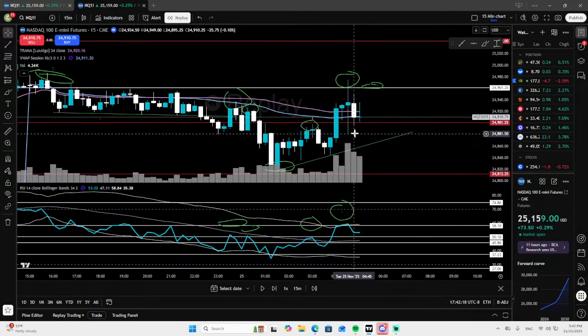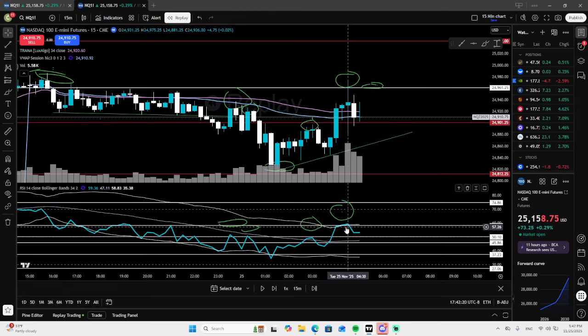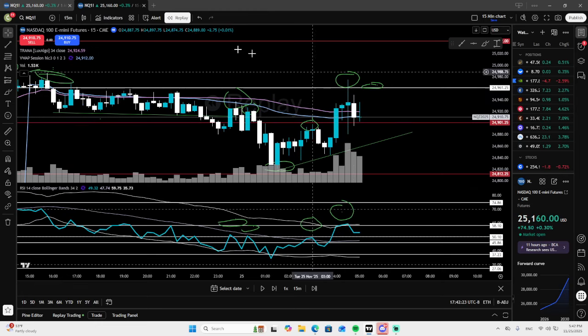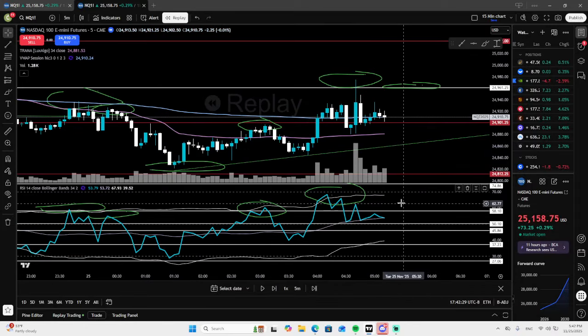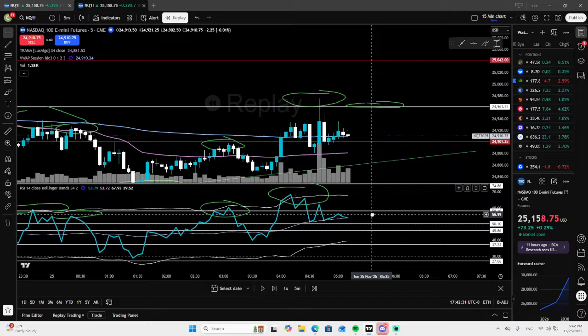Okay. So now you have your 15, right? You're topped out on the 15. You have your level. Now you want to check your 5 as well, because you don't ever want to take a trade just based off one time frame. So this is where that little cheeky divergence comes into play.